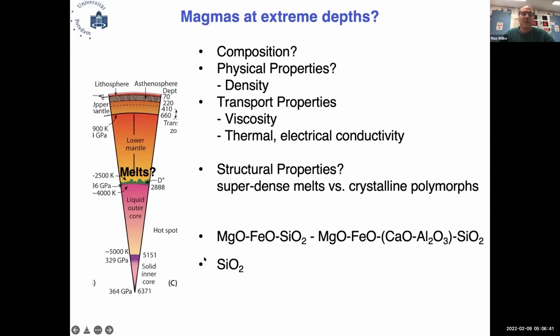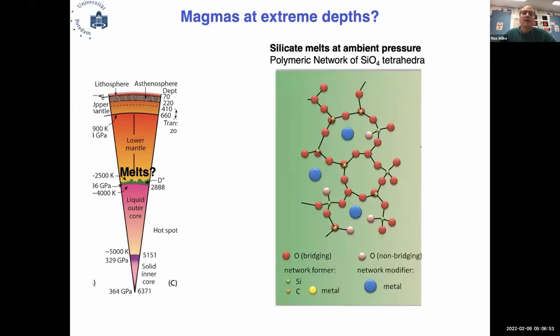But there are also some studies done purely on the end member, just to understand the mechanism of compression in these systems. If we look into silicate melts at shallow depths at ambient pressure, they are actually composed of polymeric networks of SiO4 tetrahedra that are linked via their corners, and they build up a very loose network with lots of interstitial space, these ring structures that are then occupied by larger cations. We can replace silicon by aluminum, for instance, and come up with quite some variation in this polymeric network, that goes from fully polymerized melts to fully depolymerized melts.